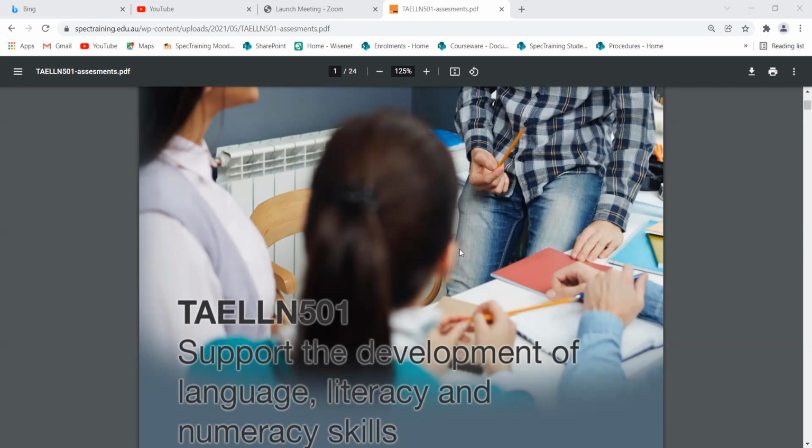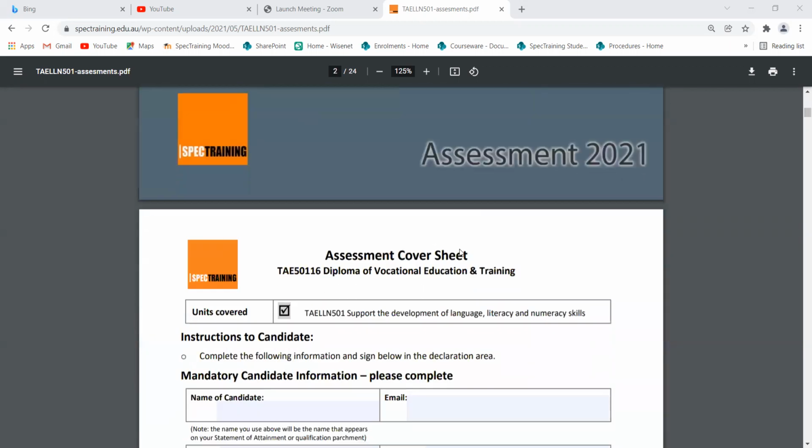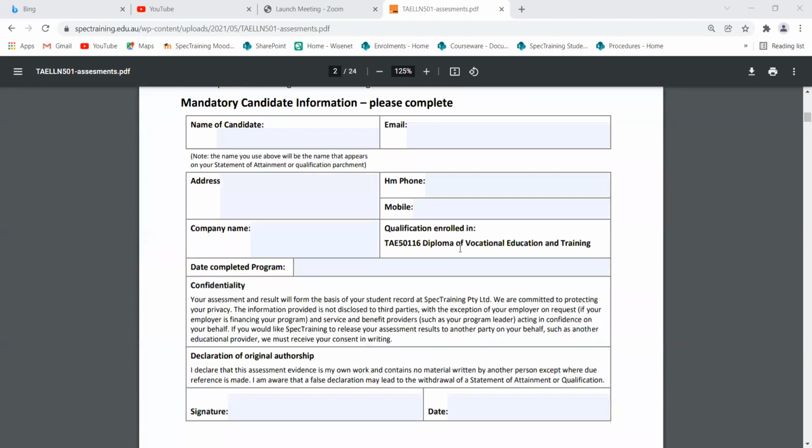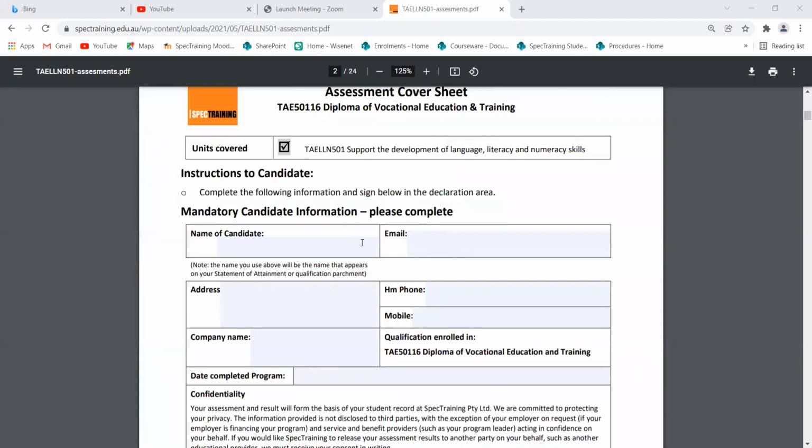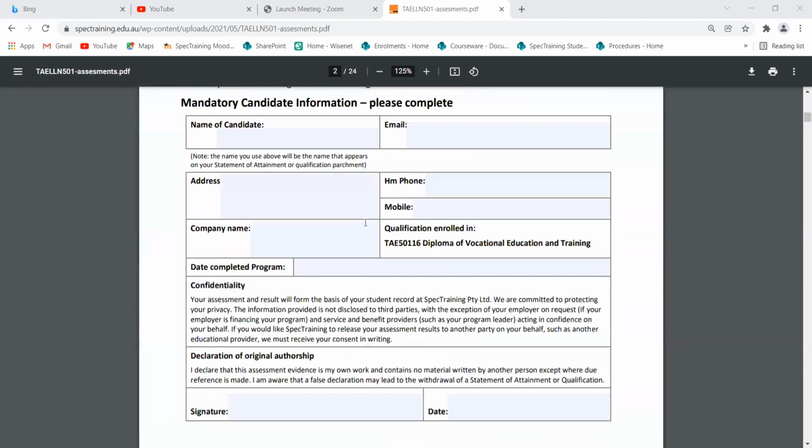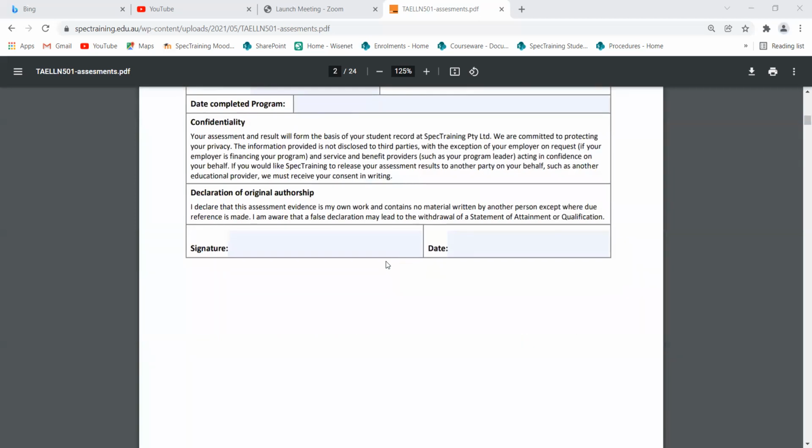But essentially, you're going to be filling this out, and then you're going to be adding some extra evidence at the very end, and I'll explain that as we go through. So the front page here, make sure you fill this out. Name of candidate is you, email, your address, all these details here. Make sure you sign it. We do suggest that you sign it at the very end, because we do find that sometimes with these PDFs, if you sign them too early, it can lock up the document. So you may want to sign that at the very end, okay?